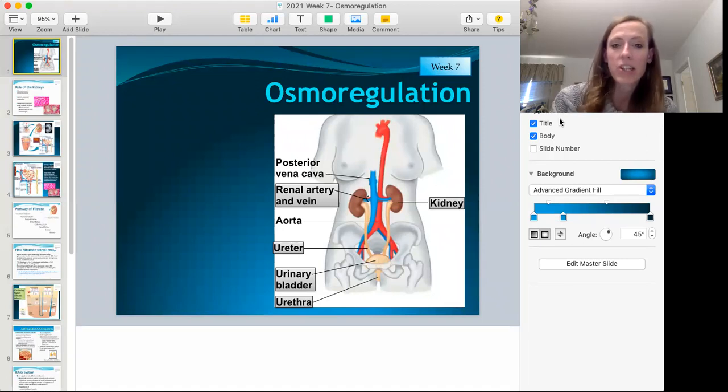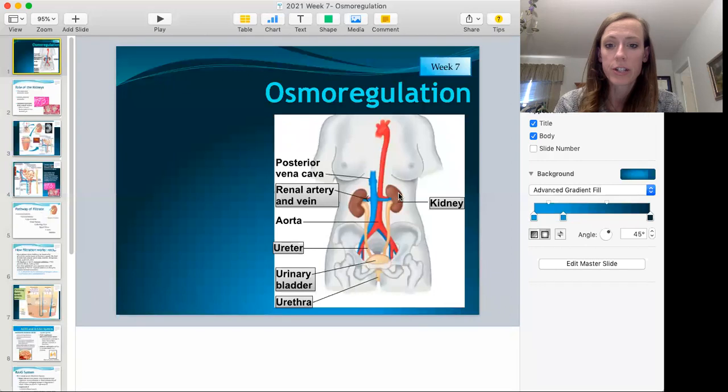So, osmoregulation is the process by which our bodies control the amounts of salts, fluids, and waste products that leave our body or are retained in our body. Okay. So this happens by the kidneys.